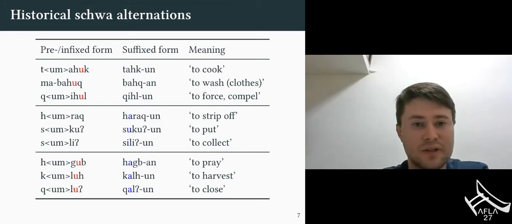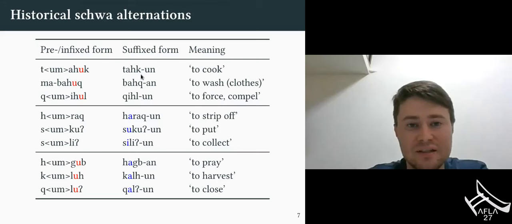The time frame of sound changes of schwa in the final syllable versus the penult is actually different. As you can see here, in the first set of three words, we have a final U vowel, which is deleted in suffix forms.